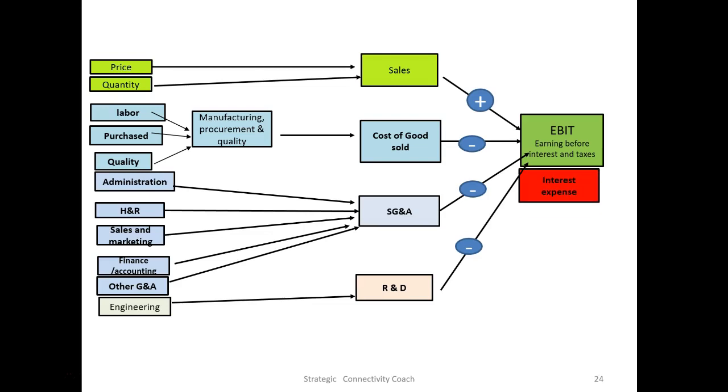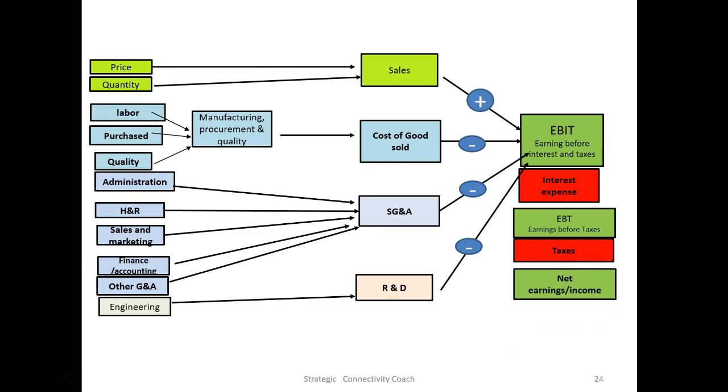From there, you pay your interest expenses if you have debt. That leaves you with earnings before taxes. You pay taxes, you get net income. And if it's a publicly traded company, they may report the earnings as a percent of shares. So they will say earnings per share, which is net income divided by number of shares.